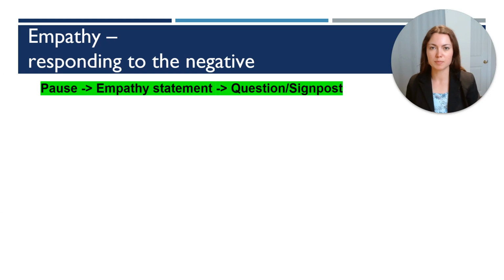I've talked about some tips for how to convey genuine empathy, but now I want to move into how you actually do that. So what sort of language can we use to convey it? I'll start with responding to the negative. So when the patient expresses something that is upsetting, concerning, or worrying, how do you respond to that appropriately? And usually this structure is pretty good.